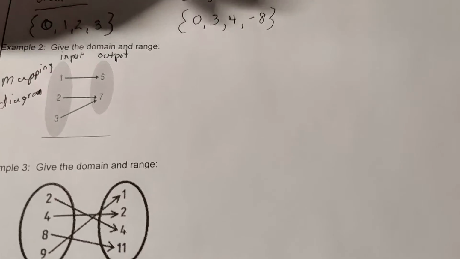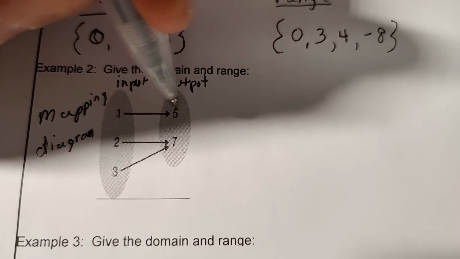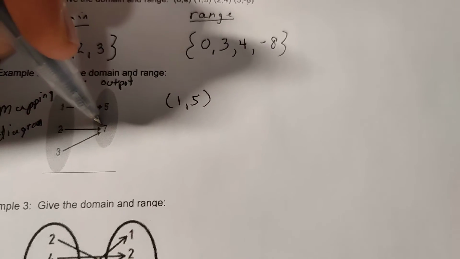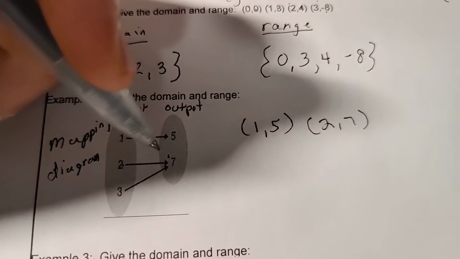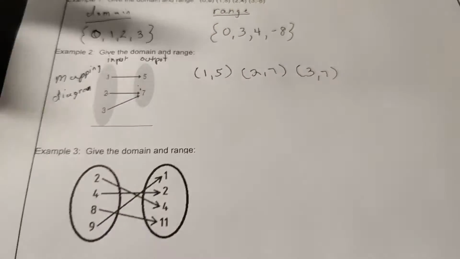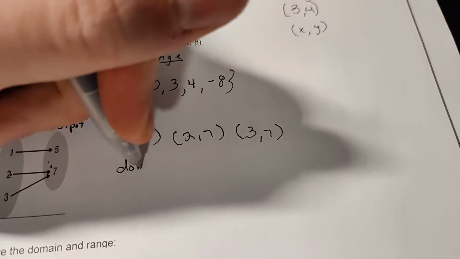So if we convert this to coordinate pairs, well, 1 gives me 5, which means we have the value 1, 5. 2 points to 7, so we have 2, 7. And the last one is 3, 7. Okay. So now we have enough information to write out the domain and range.